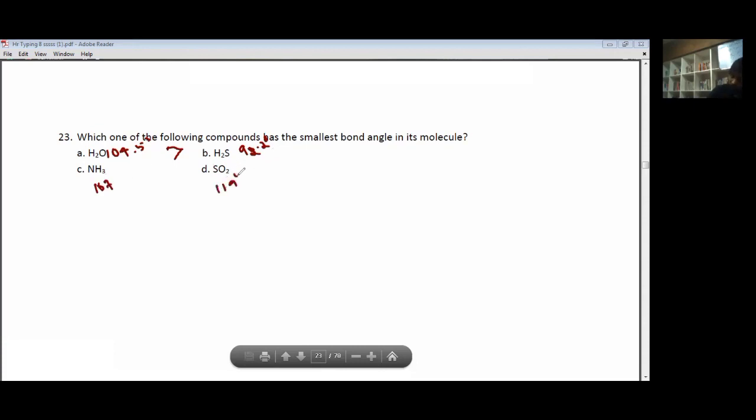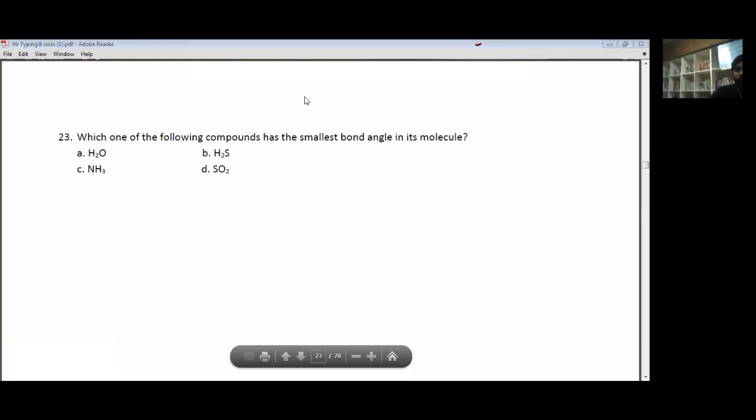SO2, it is given in NCERT textbooks, has sp2 hybridization. These three have sp3 hybridization, and this one has sp2. If the percentage of s character increases in hybridization, bond angle increases. Anyway, the smallest bond angle in the molecule is H2S, where the bond angle is much less than water, since the central atom is less electronegative.